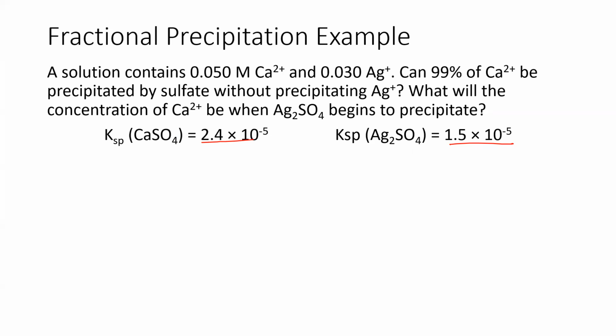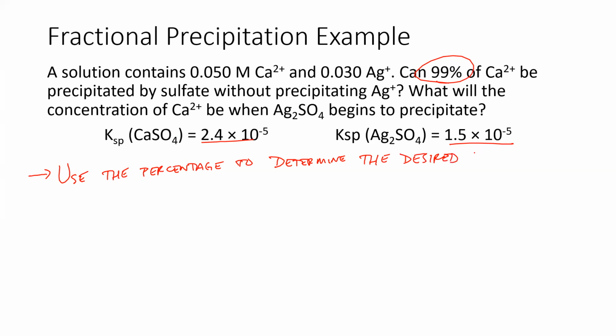What's our first way of doing things? So I'm going to use this first slide to talk about the procedure, the process of solving a problem like this. Often things are given in terms of a percentage, and you're going to use that to your advantage. So use the percentage to determine the desired concentration of the precipitating agent.